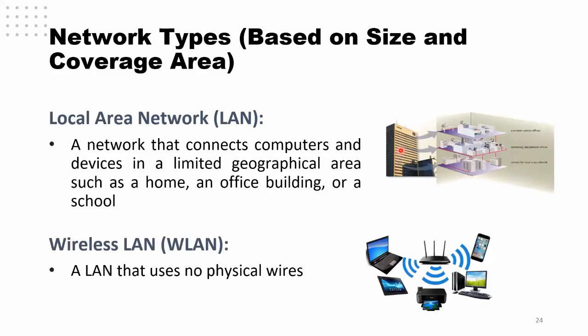And then you can go to a local area network, a network that connects computers and devices in a limited geographic area like a home, office building, or a school. In all your computer labs in the university, you can see a LAN connection, a local area network, within one specific geographical area boundary. And then you have wireless LANs, where you are not using any physical wires. You are using wireless technology to create your local area network. We call it a wireless LAN.